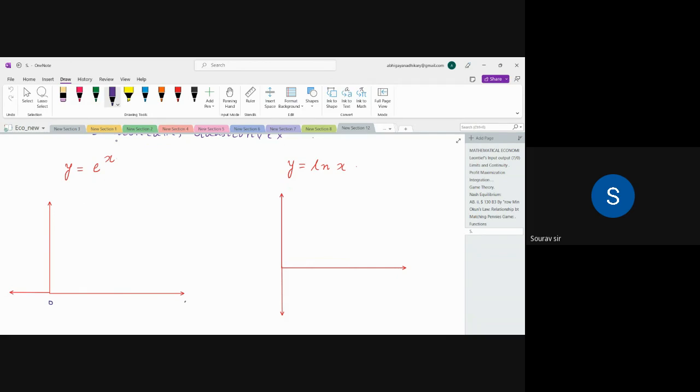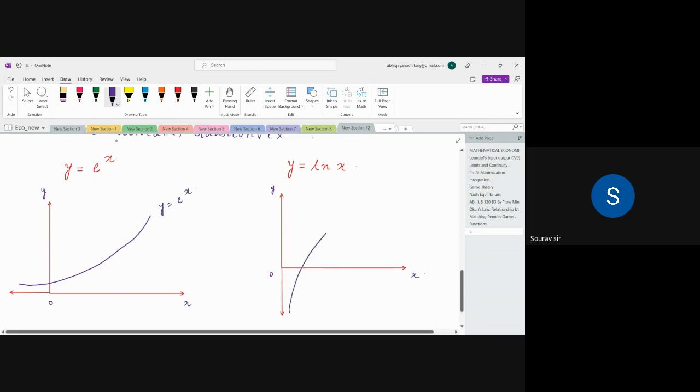0, x, y. So the exponential function will look something like this. Y equals e to the power x. And the logarithmic function would look something like this. Y equals ln x. So the question remains the same. We want to check for concave, convex, quasi-concave, quasi-convexity.